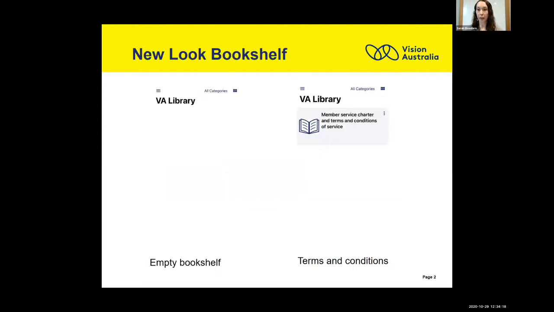Now, when you first open up, you may well have a blank bookshelf, which is highlighted here on the left. So at the top, it just says VA Library, but there's nothing showing because nothing's been borrowed yet. And then it also could have the terms and conditions, which you're able to review as you like. So one or both of these will be what you see when you first open up the upgraded app.